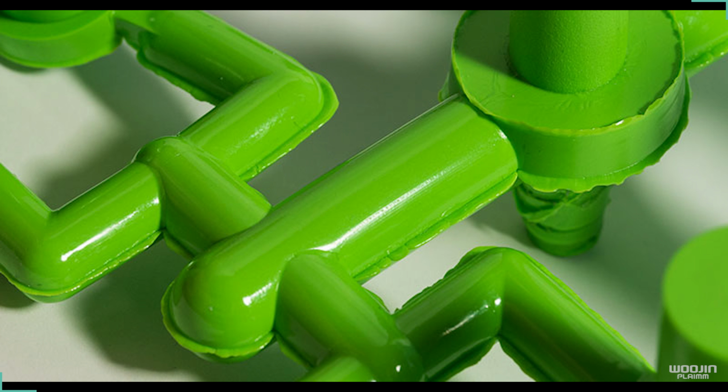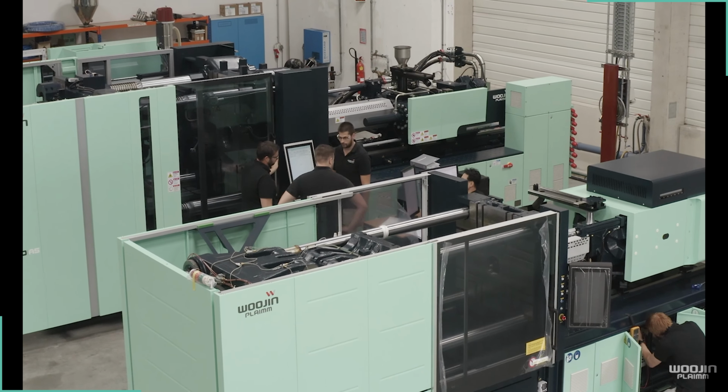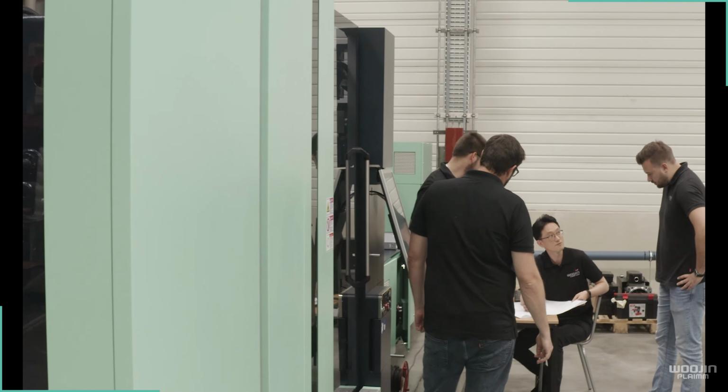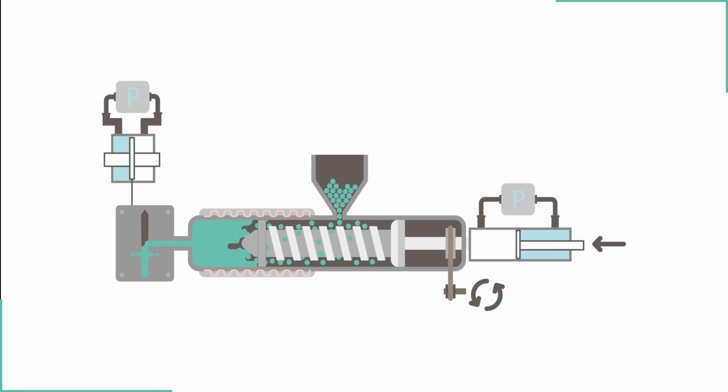These parts are usually discarded as bad parts or require post-processing to remove the excess material and achieve the desired part geometry. To prevent flash, Woojin developed the flash monitoring function, which can detect flash formation due to mold breathing. The option is designed to assist the machine operator in finding the optimal injection pressure and clamping force to prevent flash formation. Let's take a look at how the option works from a technical standpoint.